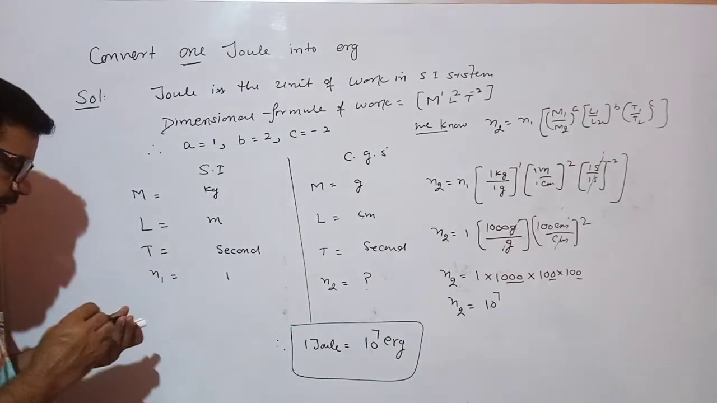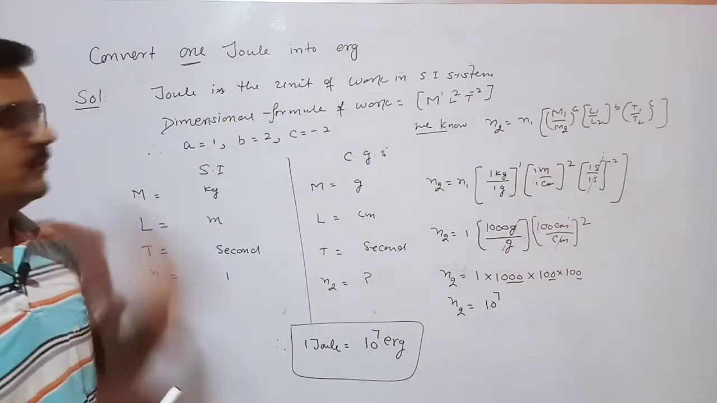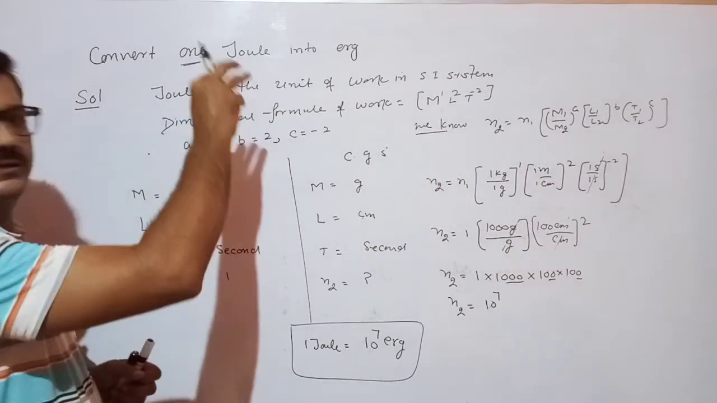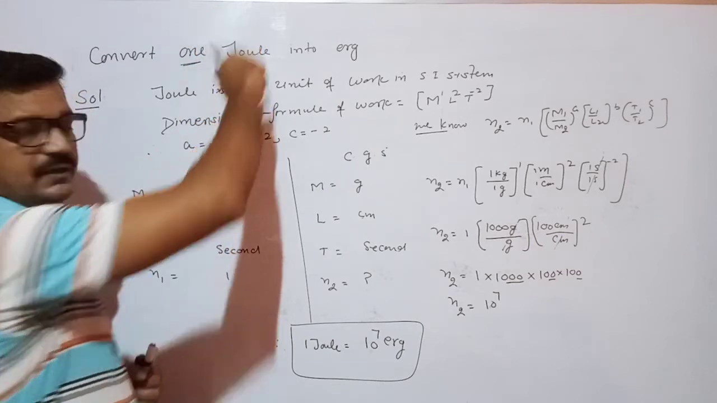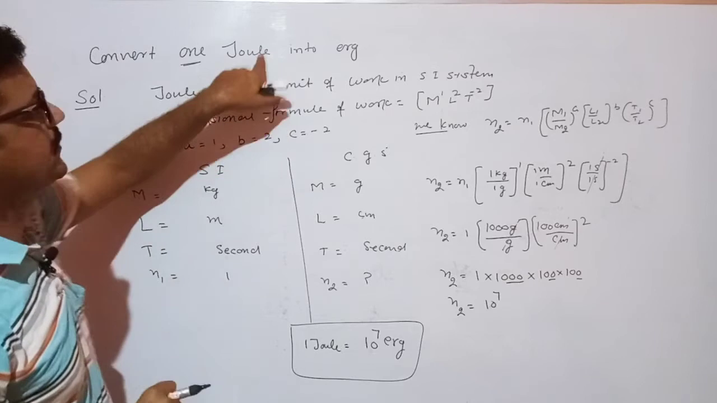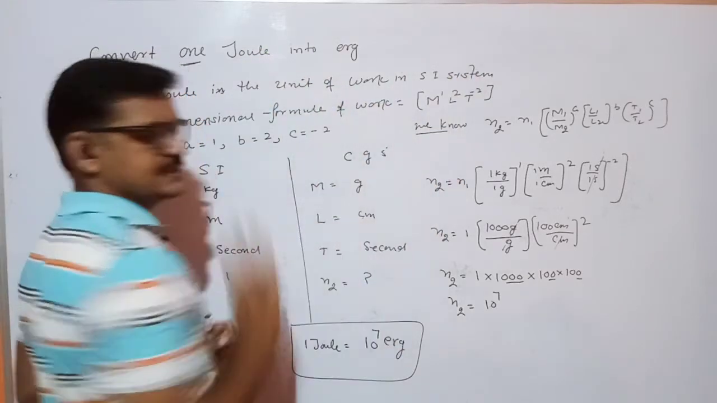So in this way, you can convert one system of units into another. What are the steps? First of all, you have to see which system you have to convert from and which system you have to convert into. Like joule had to be converted into erg. So joule is the unit of work in SI system.